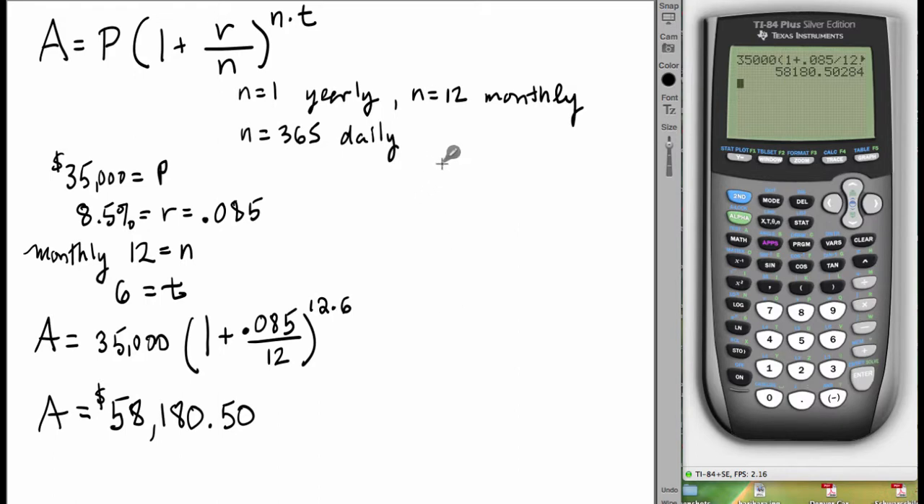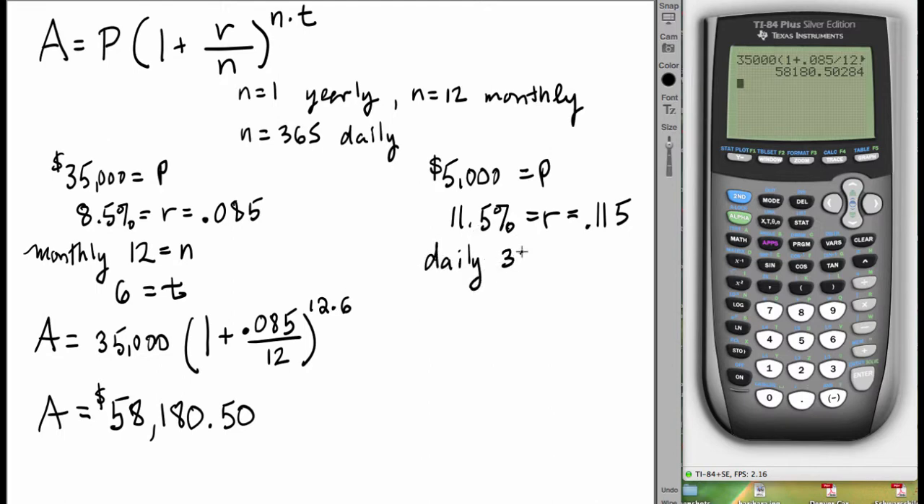This time, suppose we have only $5,000. That's the principal. And it is invested in an account that earns a rate of 11.5%. That's the rate. Don't forget to write that instead as a decimal. And let's compound this daily. Now, if it is compounded daily, that means that the number of compounding periods per year is 365. N is 365. And this time, let's only put this in for 2 years.